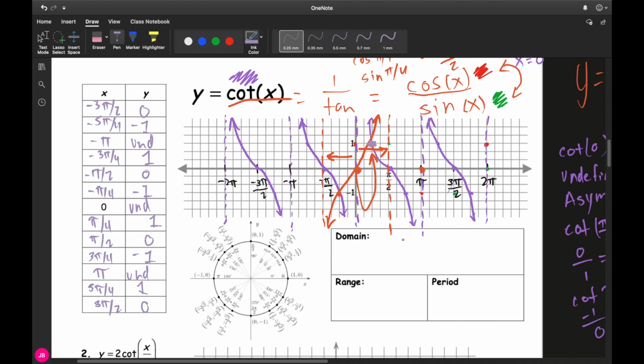So now looking at the domain, well, we can say, okay, the domain is going to be sort of like tangent, where it's going to be from negative infinity to positive infinity, with the exception of all these asymptotes. So we're going to go ahead and say that the domain is going to be a value of x, such that x is a real number, not including n times pi, where n is an integer.